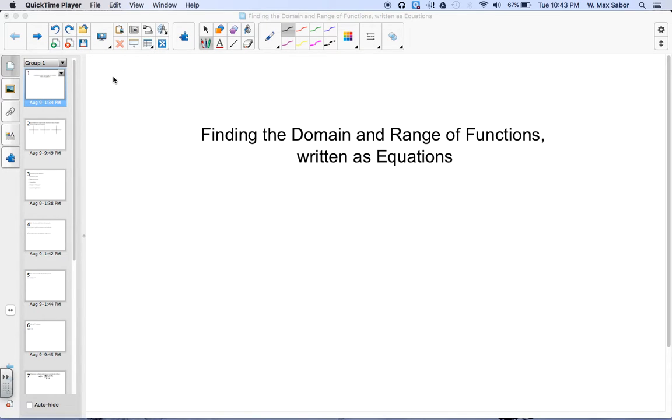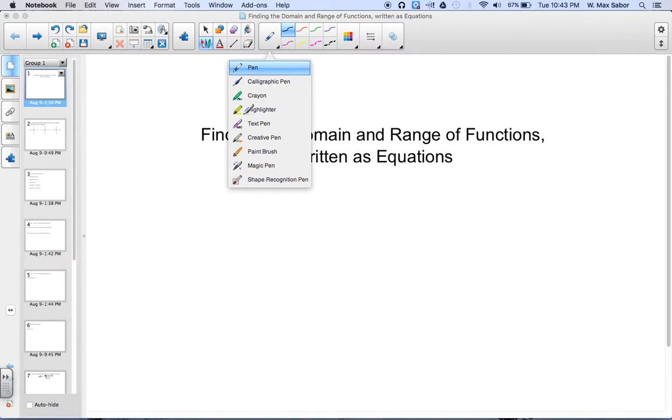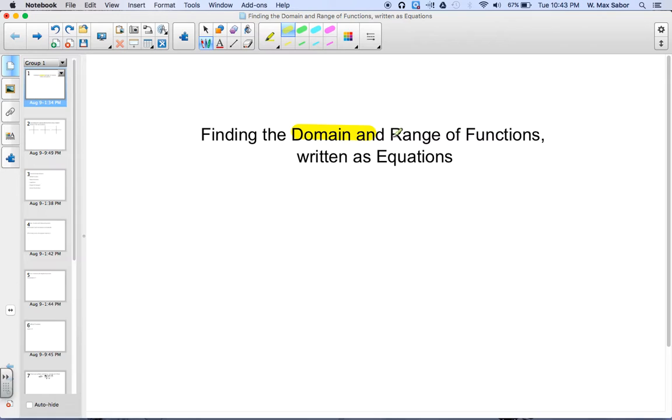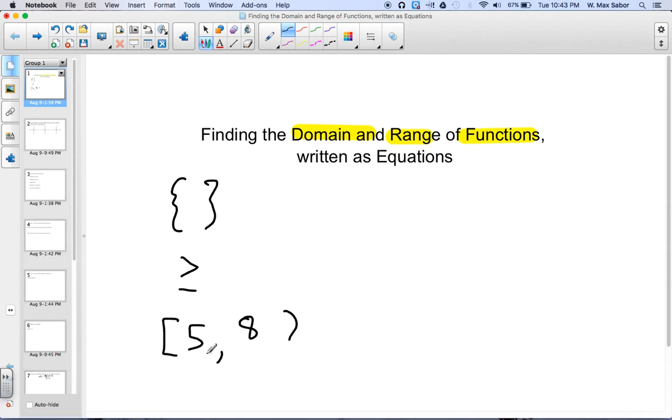Today we're going to be talking about finding the domain and range of functions when they are written as equations. I'm assuming by now that you know what I mean by each of these three vocabulary words: domain, range, and function. And I'm also assuming that you know how to read the different types of function notation that I will be using throughout this video: braces, inequality signs, and also brackets and parentheses to describe an interval.